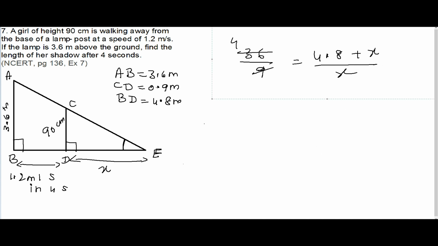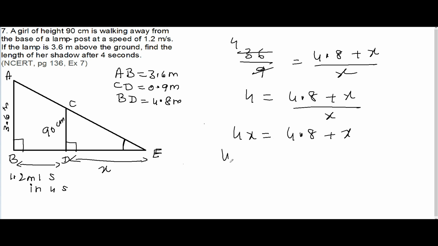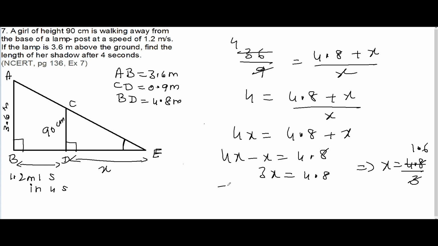Now continuing from this step, 4 is equal to (4.8 + X) divided by X. Cross multiplication: 4X is equal to 4.8 + X. Taking X to the other side, 3X is equal to 4.8, which implies X is nothing but 4.8 by 3. 3 ones are 3, so X is 1.6 meter, which is nothing but DE.